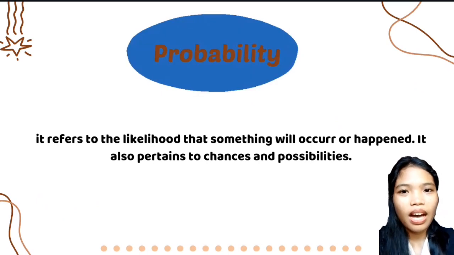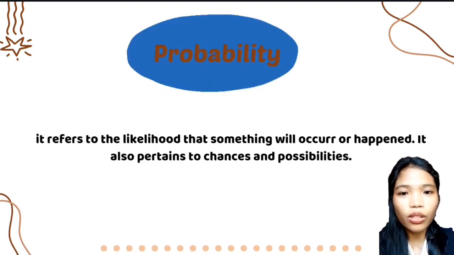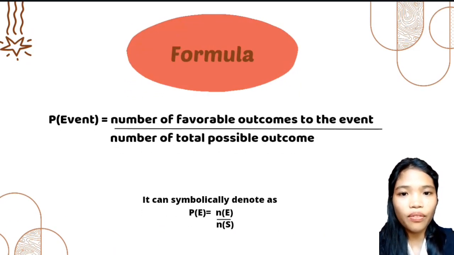So first, what is probability? A probability refers to something will occur or happen, and also it pertains to chances and possibilities. So we have the formula of the probability of simple events.